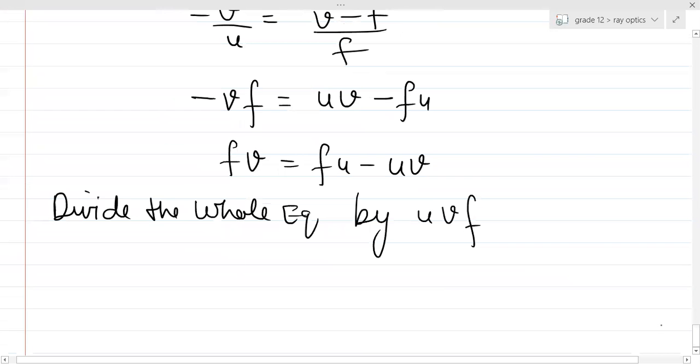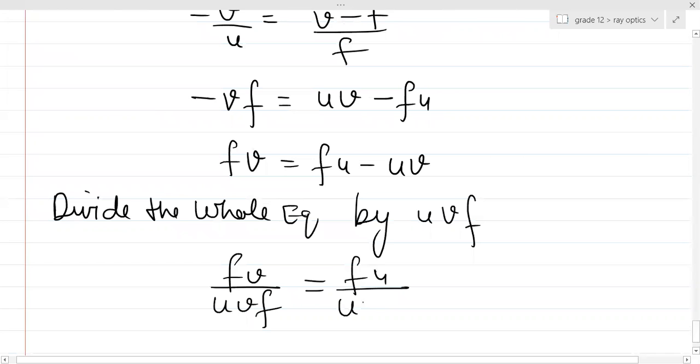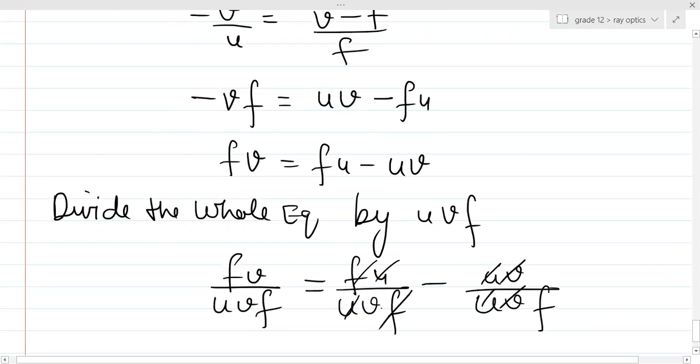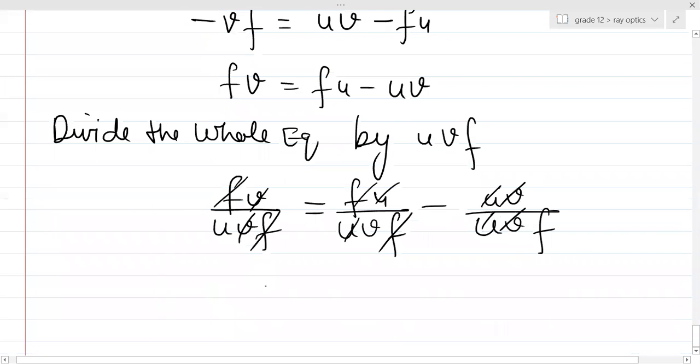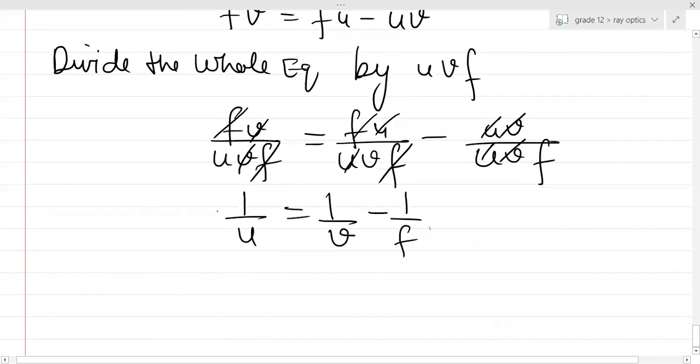UVF. So basically this will become FV upon UVF is equal to FU upon UVF minus UV upon UVF, that is FU, FV. So from here, can you see very clearly 1 by U is equal to 1 by V minus 1 by F, or from here I can rearrange this to that side: 1 by F is equal to 1 by V minus 1 by U.